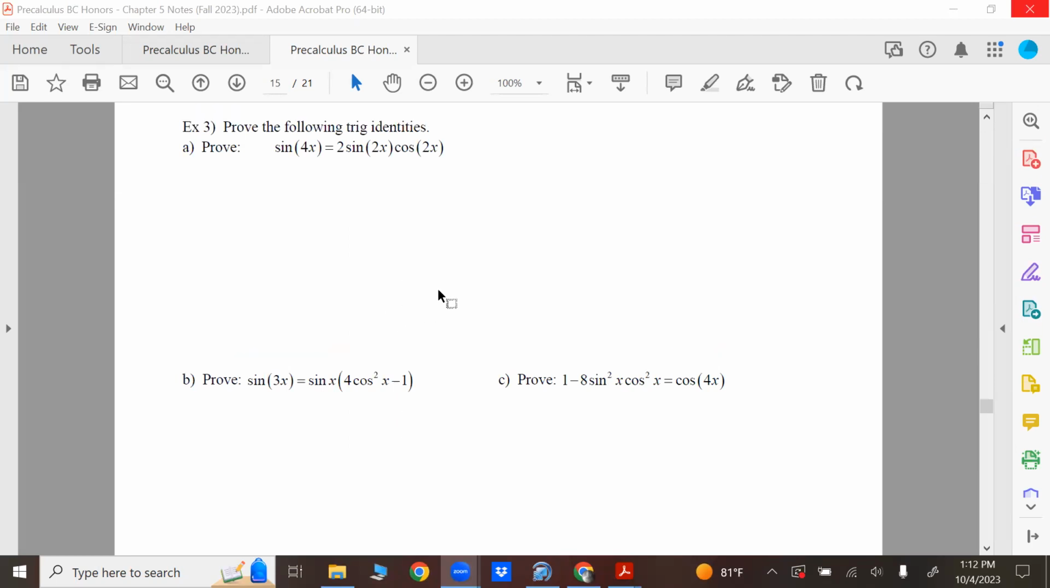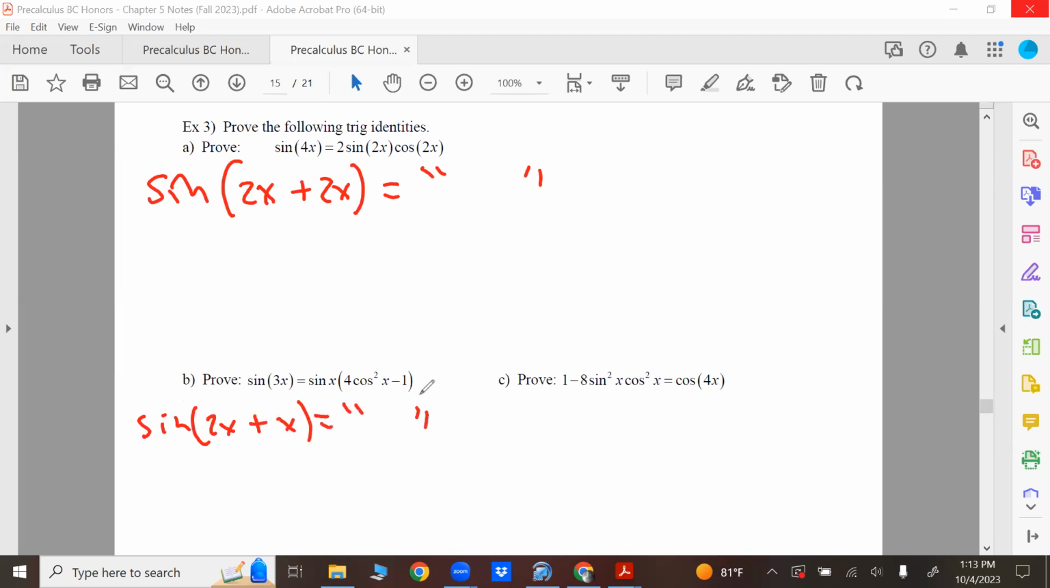Again, let me tee these up for you guys. Here's what I would do for these problems when I'm verifying. I would switch this to sine of 2x plus 2x. Even though the right side looks more complex, I'd work the left side because I know what to do there. For b, I would do sine of 2x plus x. You'll have to do another identity within that one. Here, I'd work on the right side, and again, break it apart as 2x plus 2x.